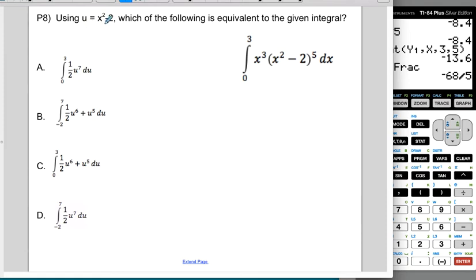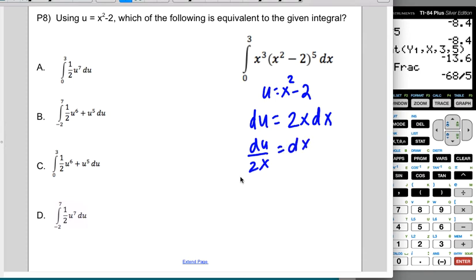Here we're using u equals x squared minus 2. So my u is x squared minus 2, which means my du is going to be 2x dx. So du over 2x is my dx. When I replace this integral, I'm going to have this x cubed times my u to the 5th times a du over 2x.